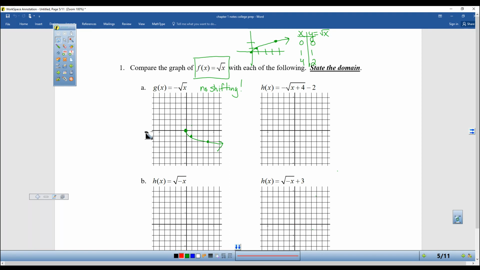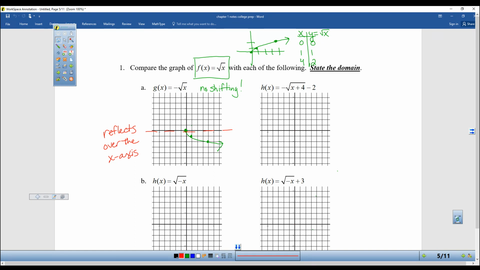So don't draw this on your paper. I'm going to erase it in a second. Okay? But it reflects over the x-axis. Most kids just say it flips upside down, but the correct terminology is that it reflects over the x-axis. You don't have to draw that on your own paper if it's going to clutter your graph, but I wanted you to see it.